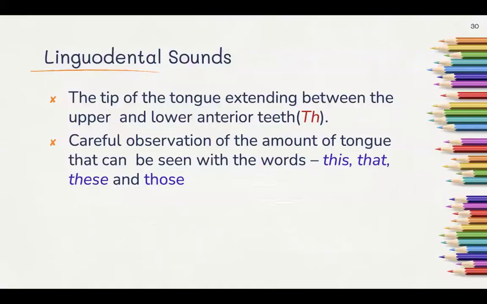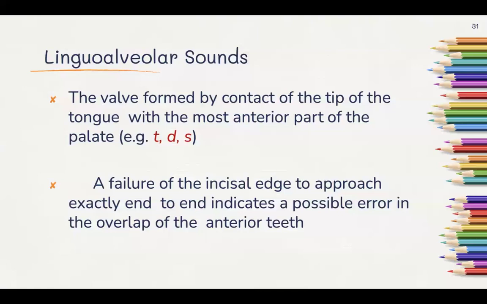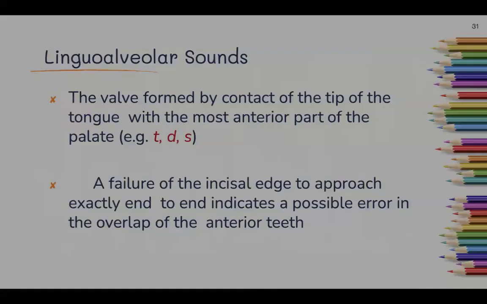Then we have the th sounds, like this, that, these, and those. T, D, S. These are the linguo-alveolar sounds, and a failure of the incisor edge to approach exactly end-to-end indicates a possible error in the overlap of the anterior teeth.